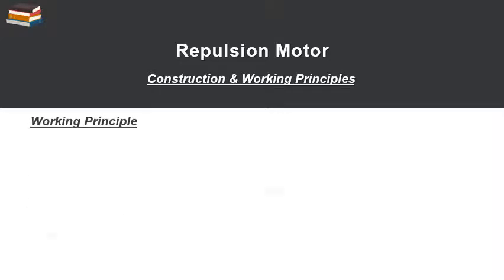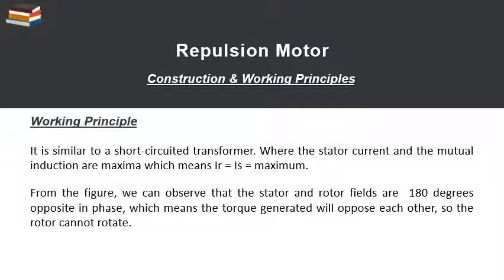It is similar to a short circuit transformer, where the stator current and the mutual induction are maximum, which means rotor current is equal to stator current is equal to maximum value. From the figure, we can observe that the stator and rotor fields are 180 degrees opposite in phase, which means the torque generated will oppose each other, so the rotor cannot rotate.